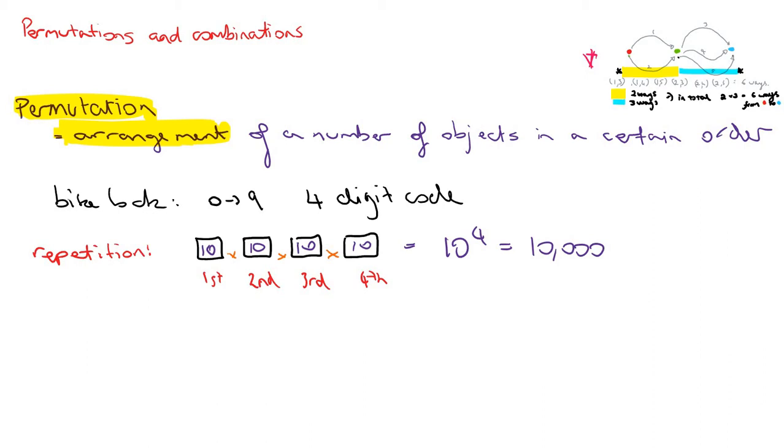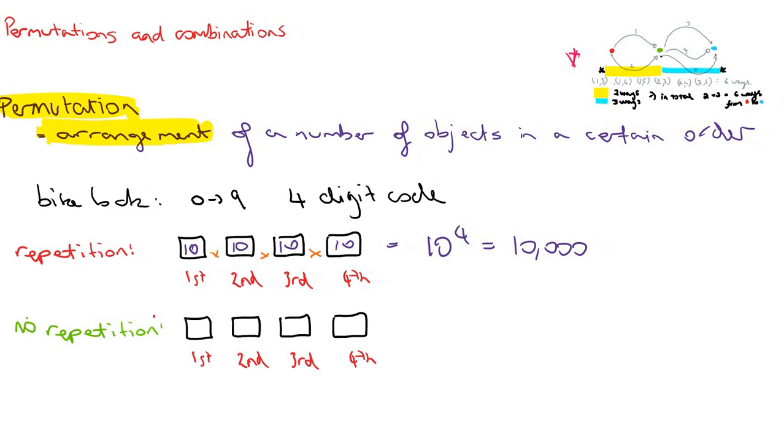Now we're going to see what happens when we don't allow repetition. If a number is used in the first position, it can't be used in the following positions. So in the first position we're still choosing numbers 0 through 9, so we're allowed 10 different options. But if we've used one of those numbers in the first position, we're not allowed to use it again, so in the second position we're only allowed 9 options. Then in the third, we can't use either of the first 2, so we've 8 options. And in the fourth, we can't use any of the first 3, so we've only got 7 options.